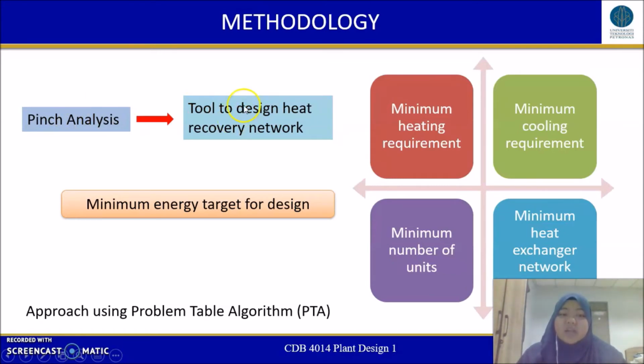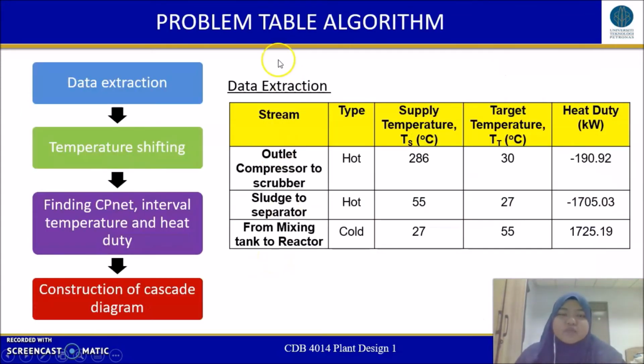This recovery network is a means to achieve the minimum energy target for the design, which will have the minimum heating and cooling requirement, and also the minimum number of heat exchangers and minimum heat exchanger network area. To approach this, we use the problem table algorithm or PTA. The method to do PTA is data extraction, temperature shifting, finding CPNet, interval temperature, and heat duty, and the construction of the cascade diagram.